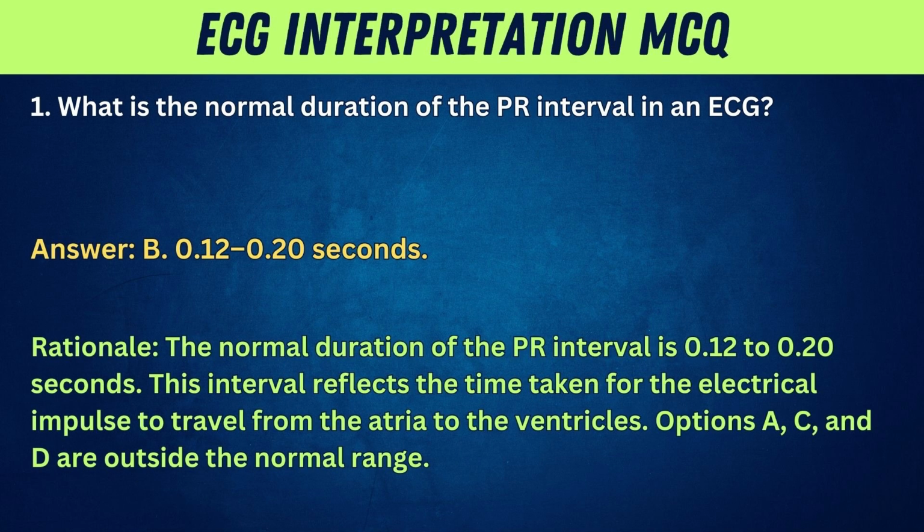Answer: B. 0.12 to 0.20 seconds. Rationale: the normal duration of the PR interval is 0.12 to 0.20 seconds. This interval reflects the time taken for the electrical impulse to travel from the atria to the ventricles. Options A, C, and D are outside the normal range.